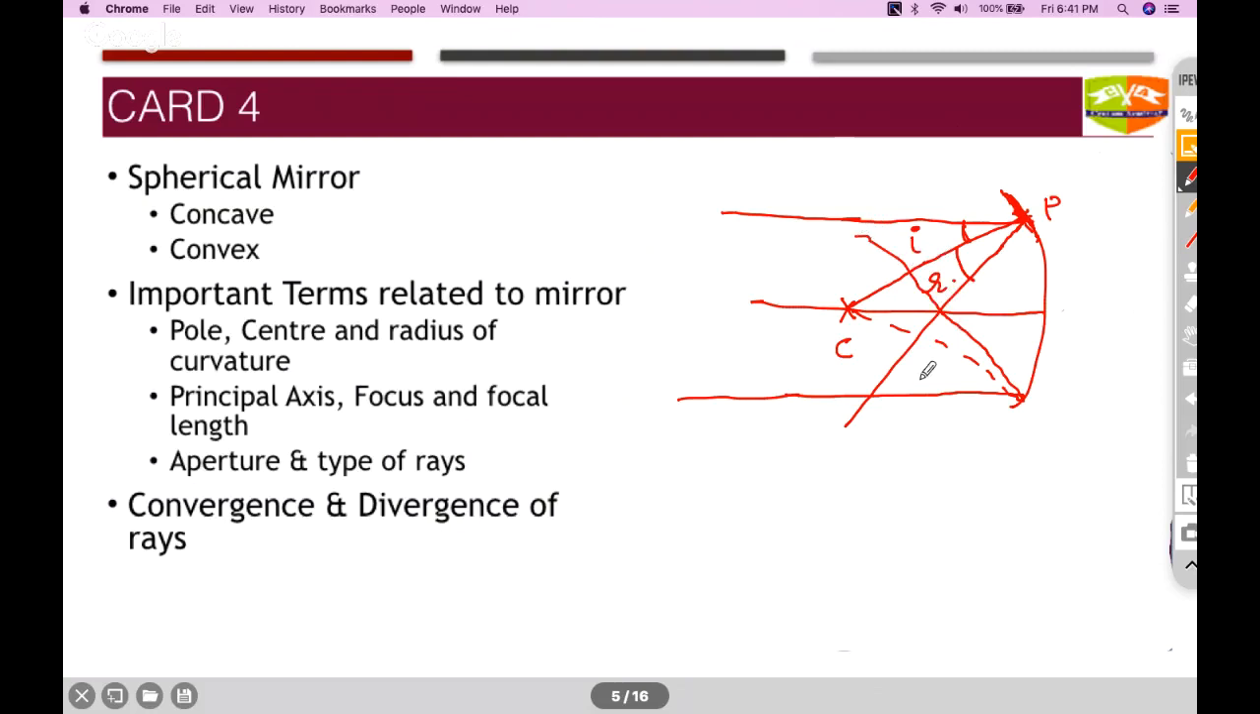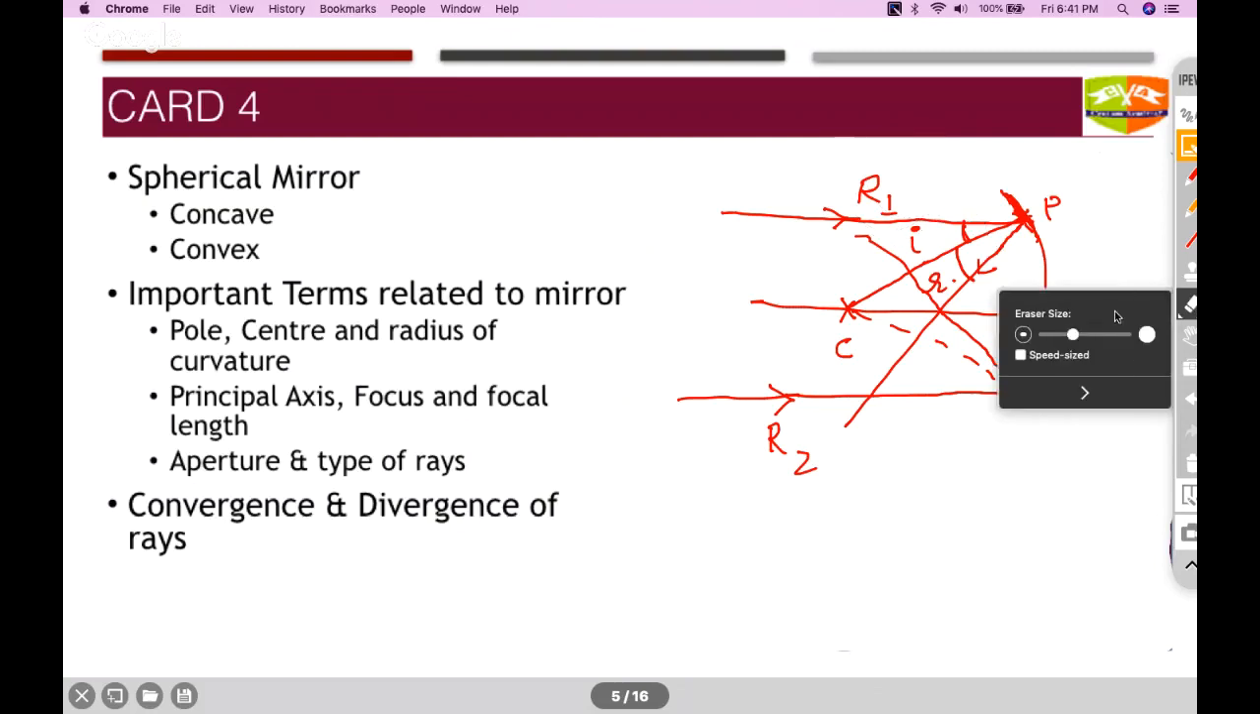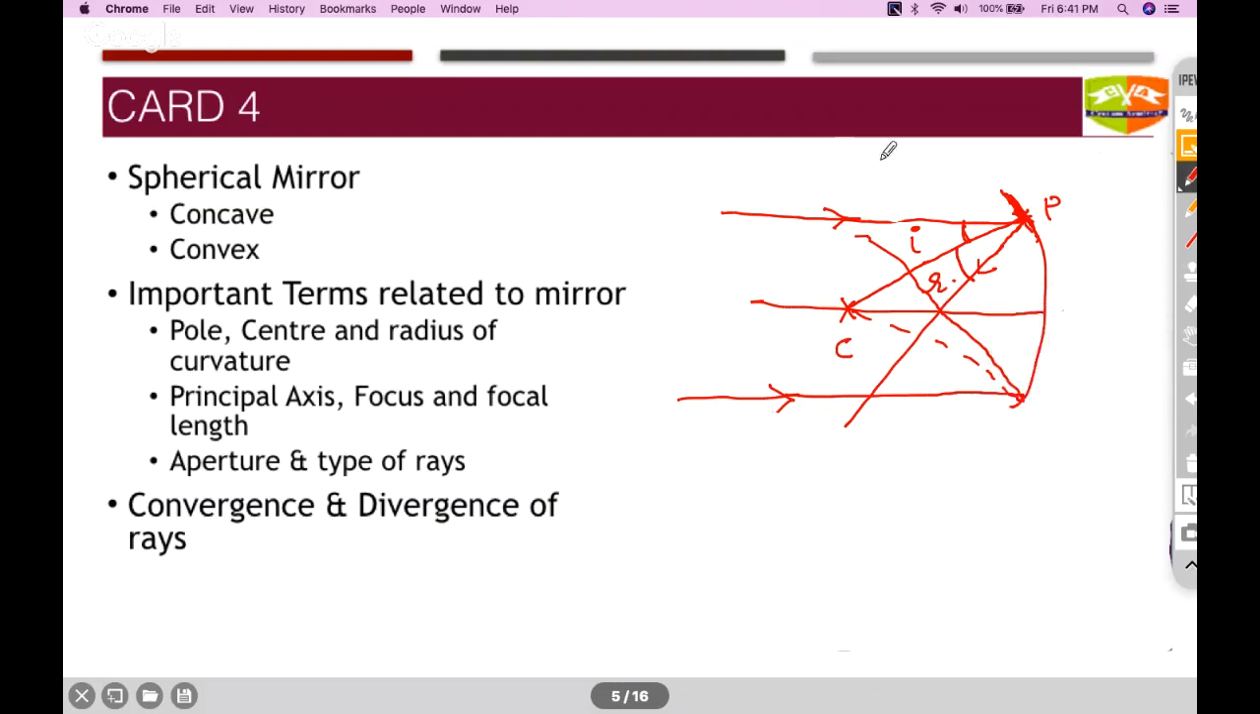So see what happens, the light which is coming from here, this is ray 1, this is ray 2, or let me call it I1 and I2 so that you can understand properly. So two different rays I1 and I2, and two reflected rays R1 and R2. What happens with R1 and R2? R1 and R2 converge at one point because of the shape of this particular spherical mirror. It's such that it brings all the reflected light together at this focus. So this is why this is called converging mirror.